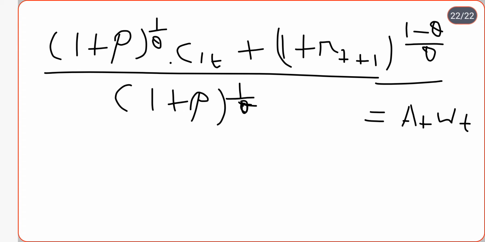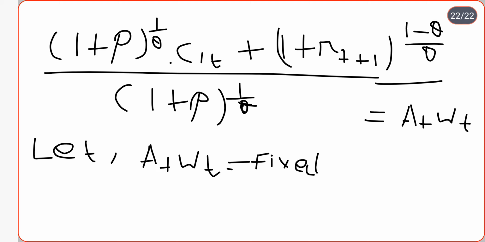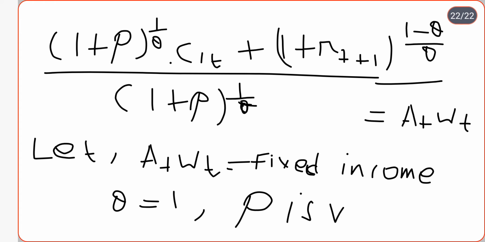Now the concept is very clear here. We know that 80 wt is the fixed income, the total lifetime labor income, if we take it as a constant value. And if we let theta equal to 1, and if we let the value of rho be very small, that means negligible, if we take these three things, then rt plus 1 is the only determinant of the fraction of income that the individual is going to consume in the first period.